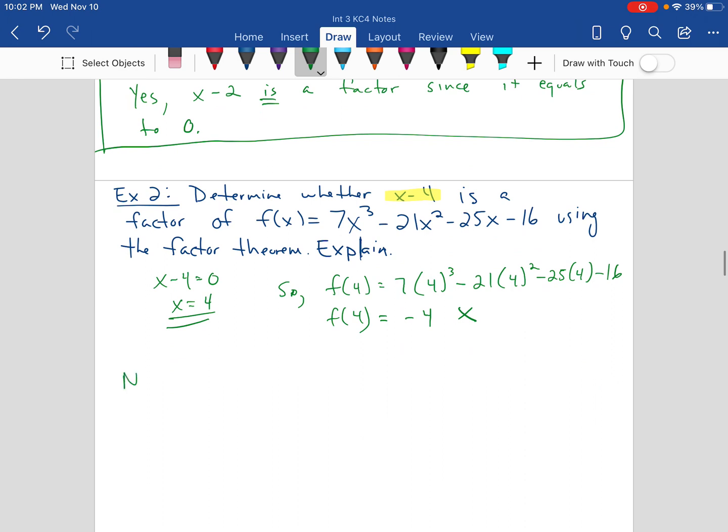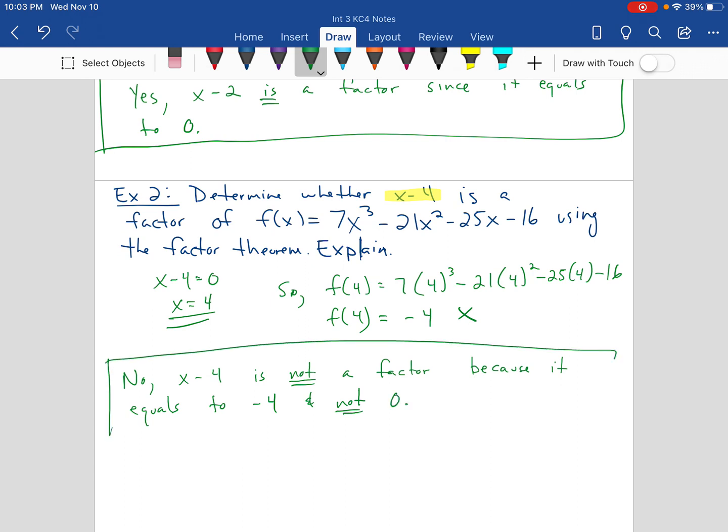Okay, so the answer to this one would be no. x minus 4 is not a factor because it equals negative 4 and not 0. You need it to equal 0 in order for it to be a factor. So this does not work. Okay, so that is day 1 on the factor theorem for this section.